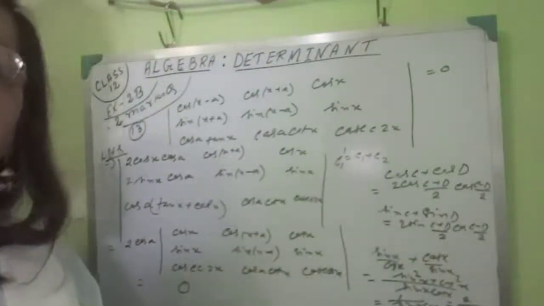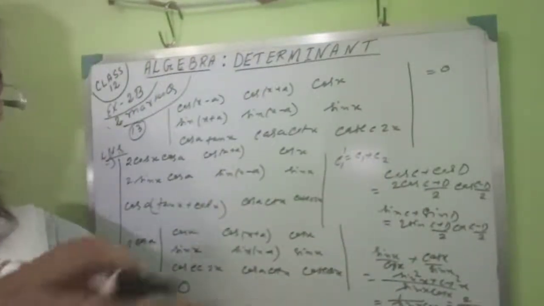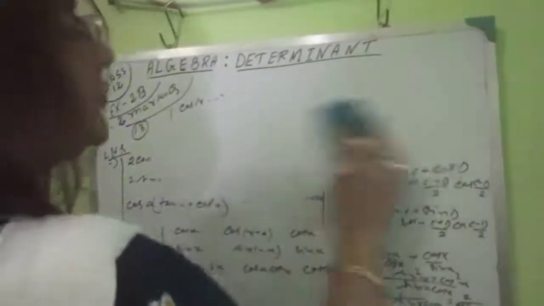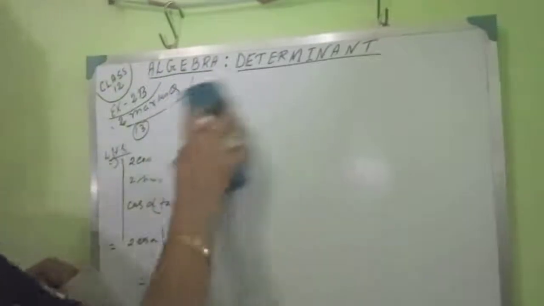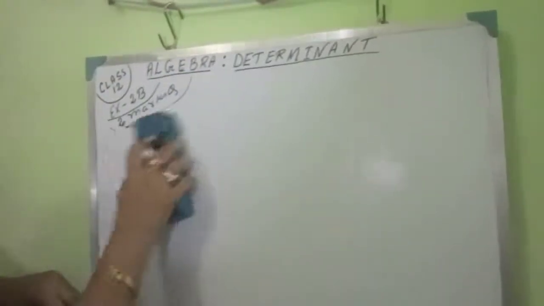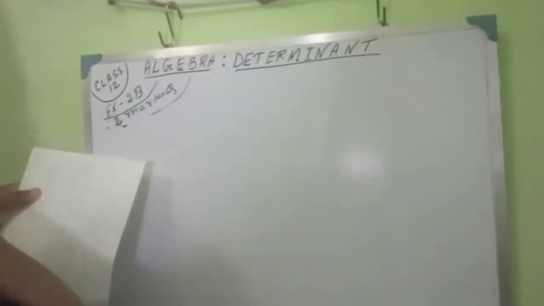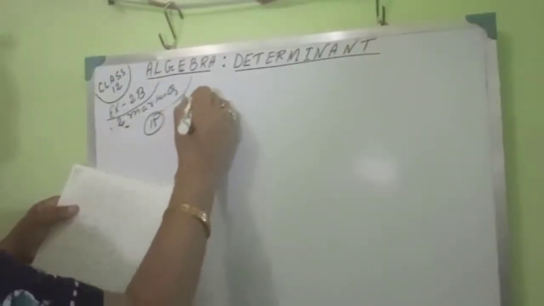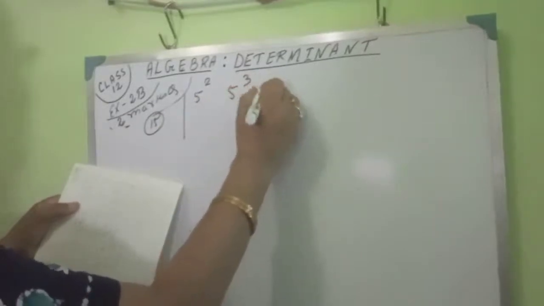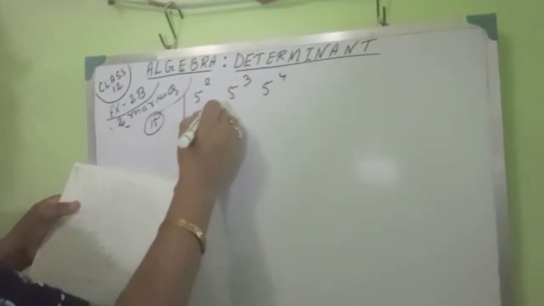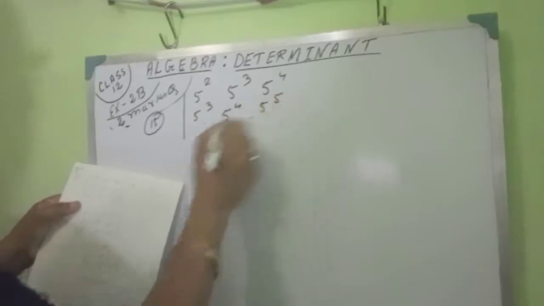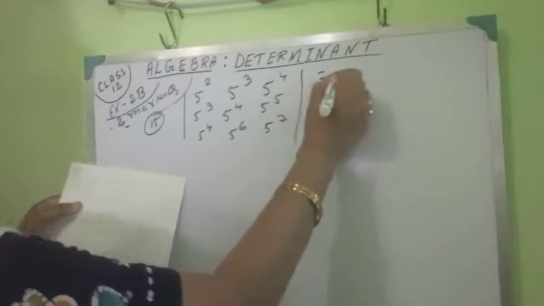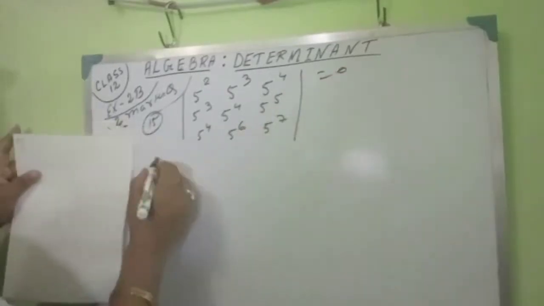Next sum, number 15. This is the last sum for 2 marks questions. We have to prove that the determinant with rows 5², 5³, 5⁴; 5³, 5⁴, 5⁵; 5⁴, 5⁶, 5⁷ is equal to 0. That again we have to prove.